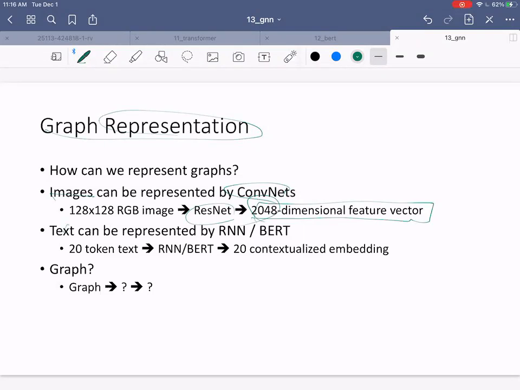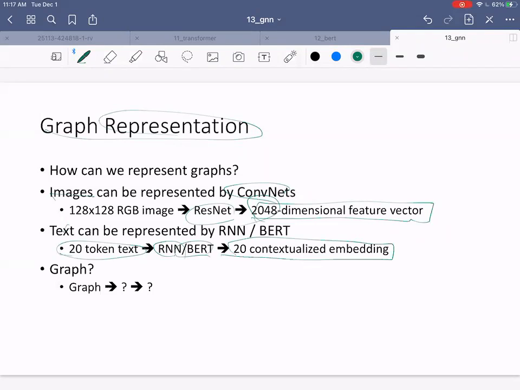And text can be represented by either RNN or BERT, for example. If you have a 20 token text and you put it through RNN or BERT, then you have essentially 20 contextualized embeddings, one contextualized embedding per input token. Or you could take the last hidden state of the RNN and treat that as the representation of the entire 20 tokens, or you could do attention on top of the RNN to get the final text representation. In case of BERT, you can use the CLS embedding to represent the entire text. So that's how you do it with images and text.